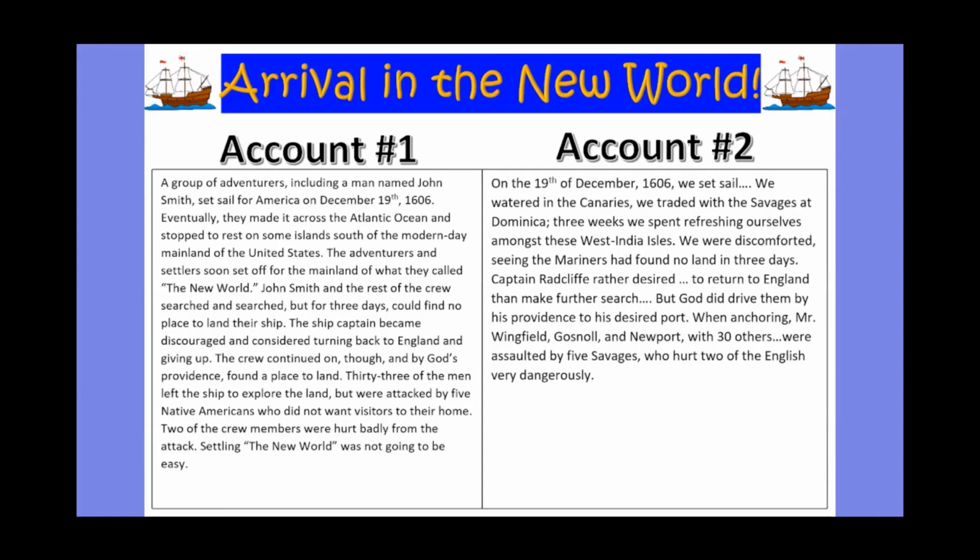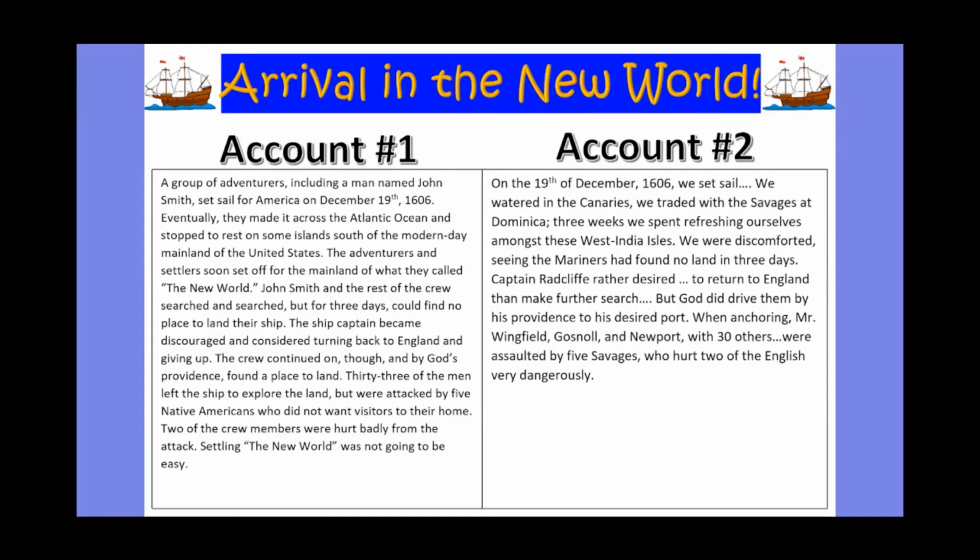All right. And account number 2, the passage reads: On the 19th of December, 1606, we set sail. We watered in the Canaries. We traded with the savages at Dominica. 3 weeks we spent refreshing ourselves amongst these West India isles. We were discomforted, seeing the mariners had found no land in 3 days. Captain Radcliffe rather desired to return to England than make further search. But God did drive them by his providence to his desired port. When anchoring, Mr. Wingfield, Gosnold, and Newport, with 30 others, were assaulted by 5 savages who hurt 2 of the English very dangerously.